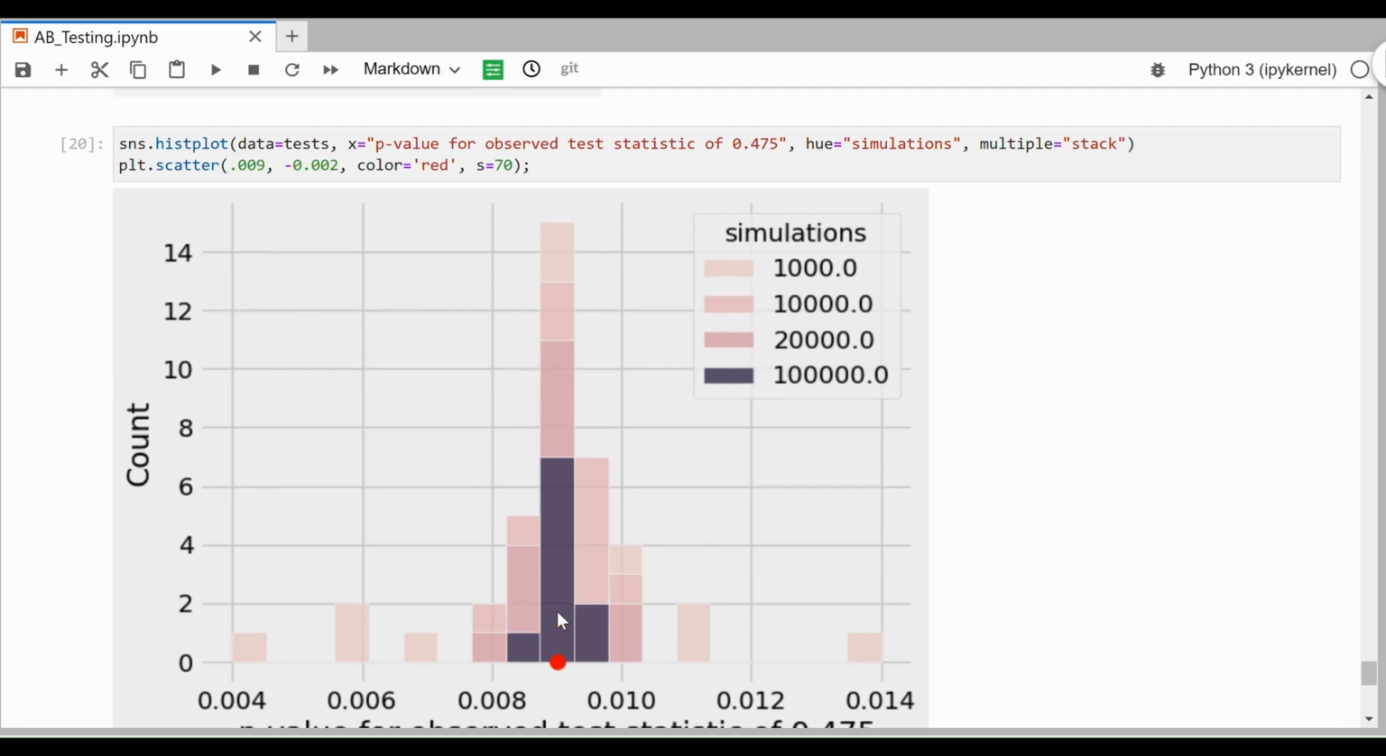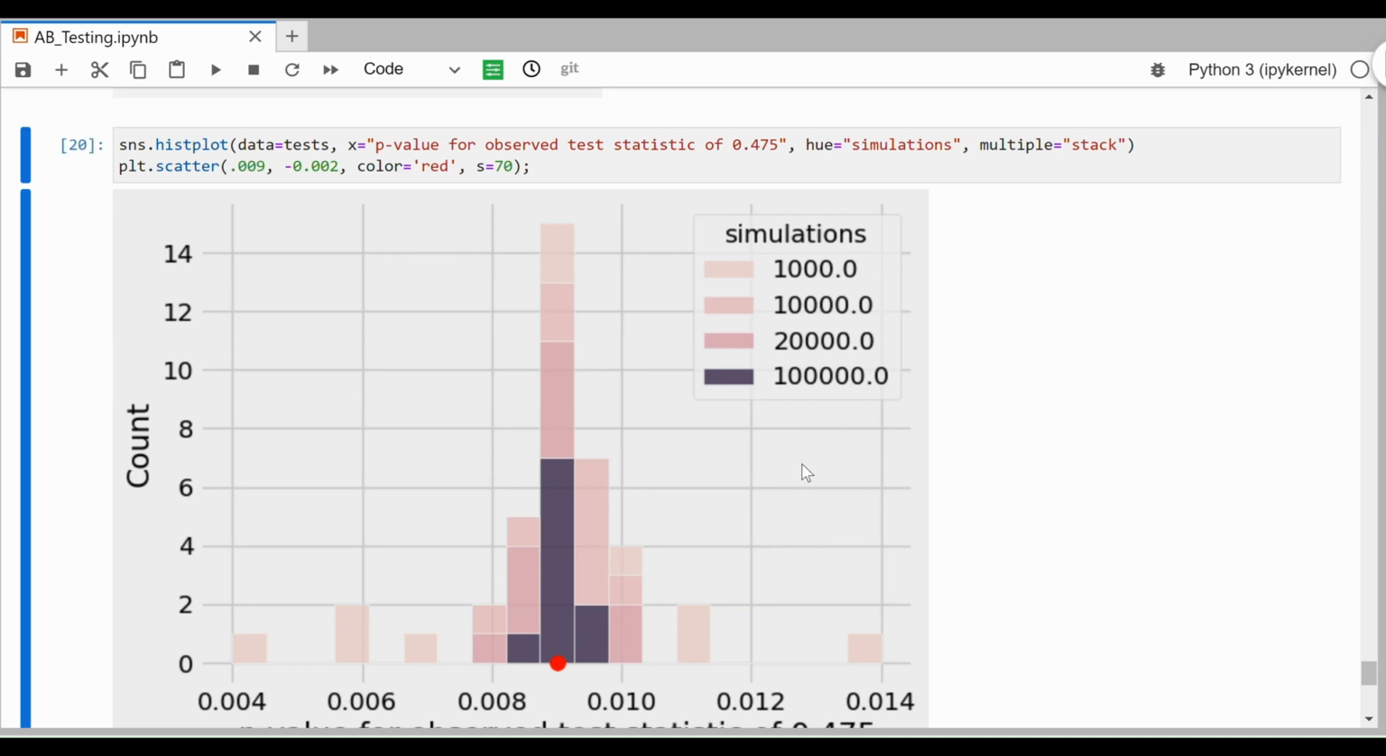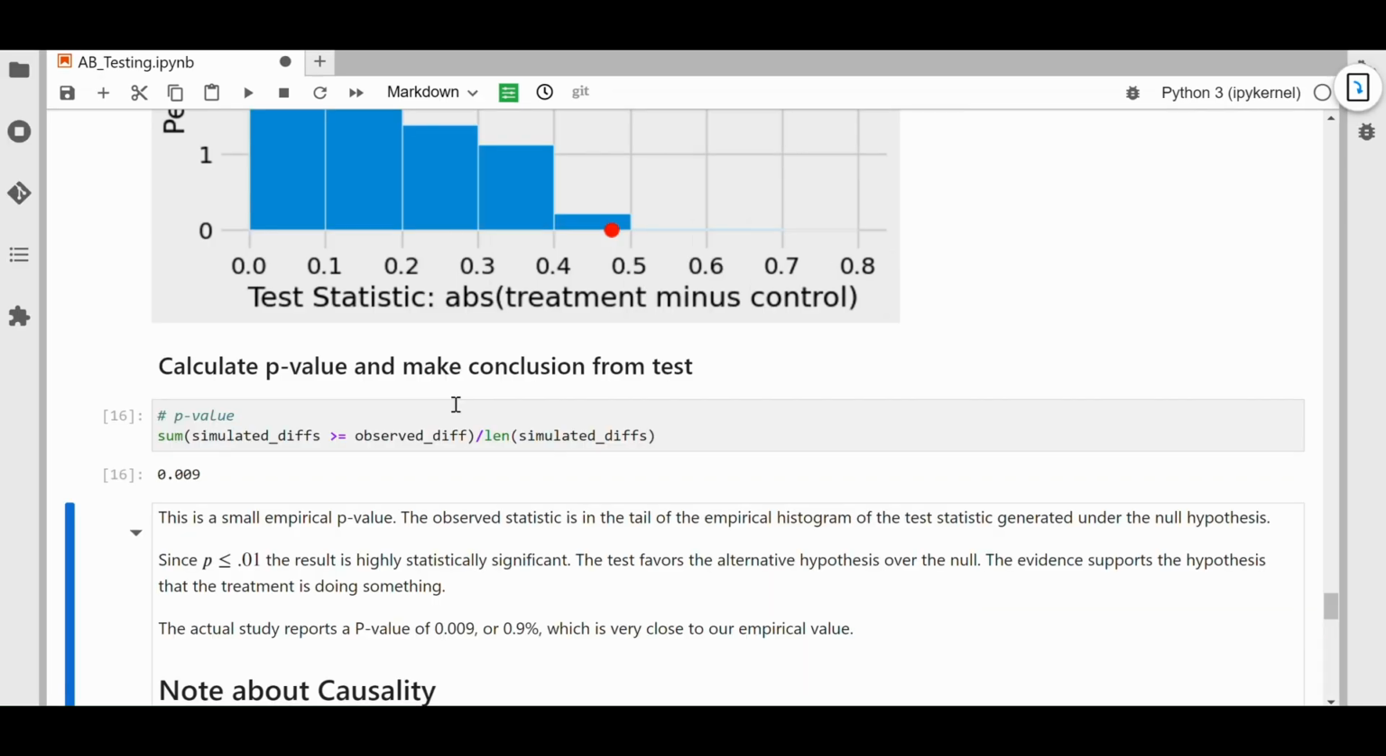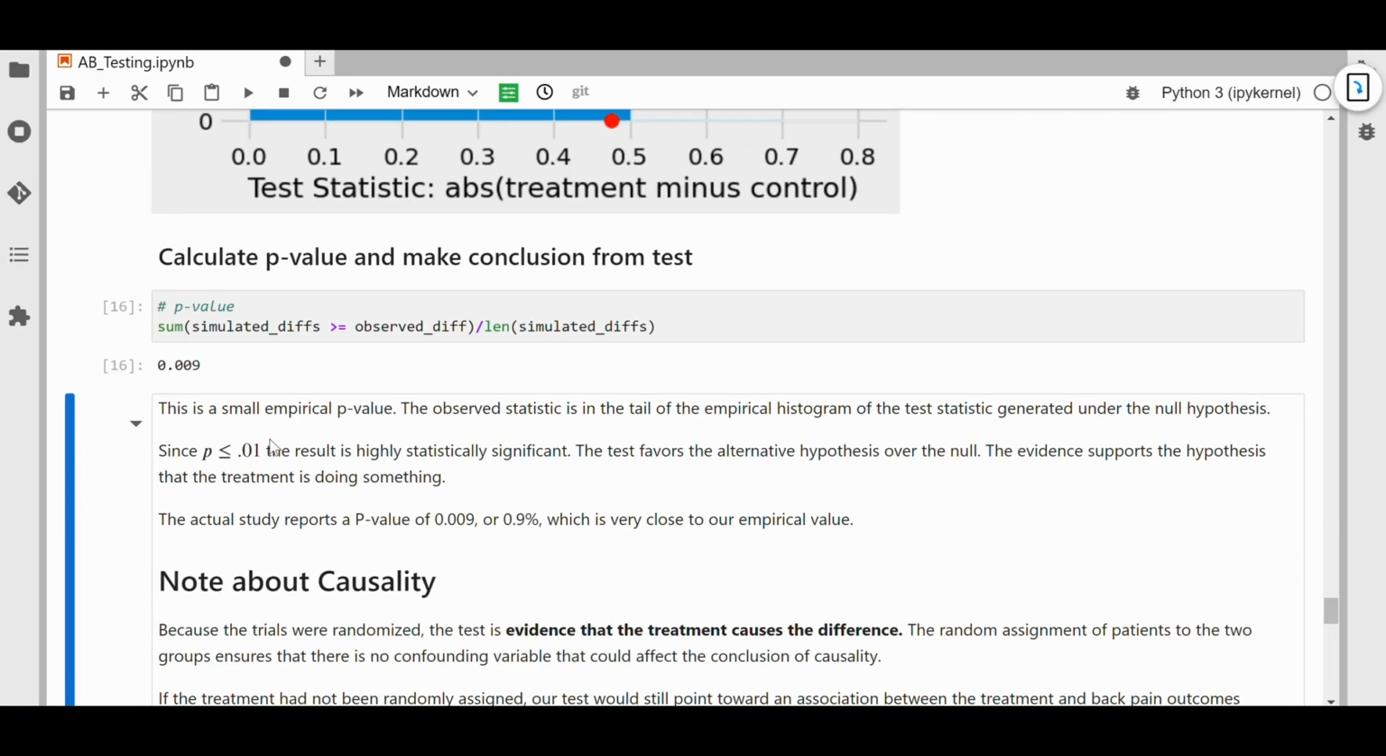So this was an example where we were very close in the actual difference between the theoretical p-value and the cutoff we were using. So you just need to do a lot of simulations to make sure your empirical p-value has converged. So this is less than 0.01, and the actual study confirms this. It shows the p-value of 0.009, which is actually what we get here.